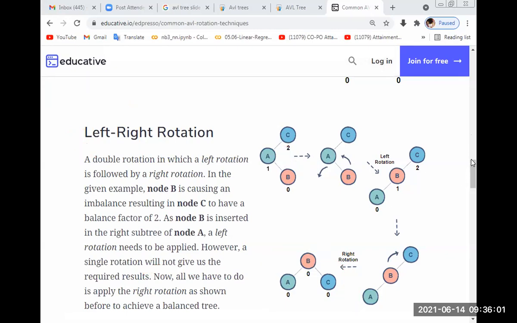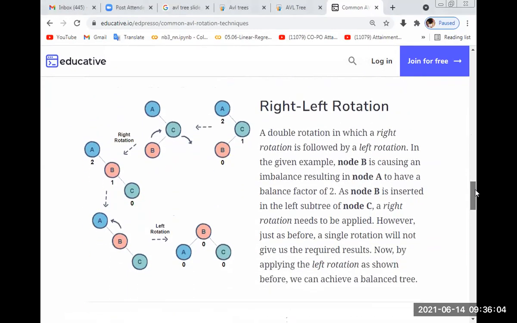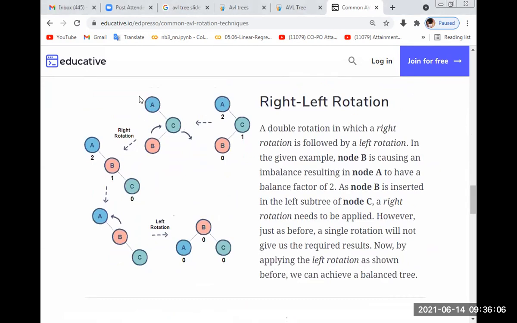Next one, RL rotation. Here right left rotation. Similarly, you rotate these two, then there is a problem on the right side, so you have to perform left rotation. And another way to remember is that you just move this one upward and this one is kept on the left side. Okay, this is the solution.